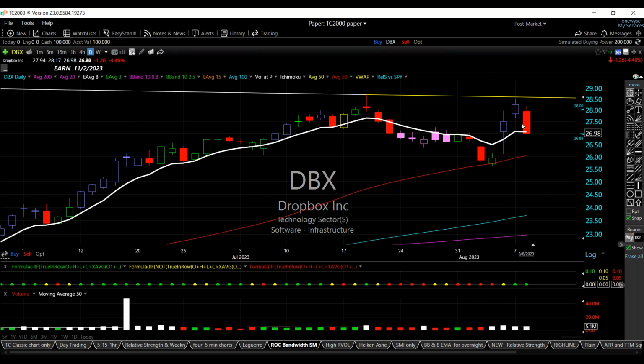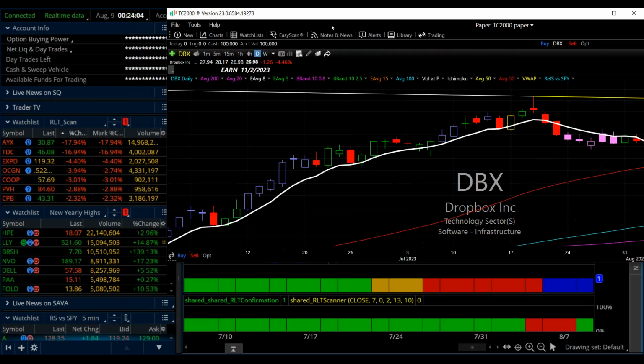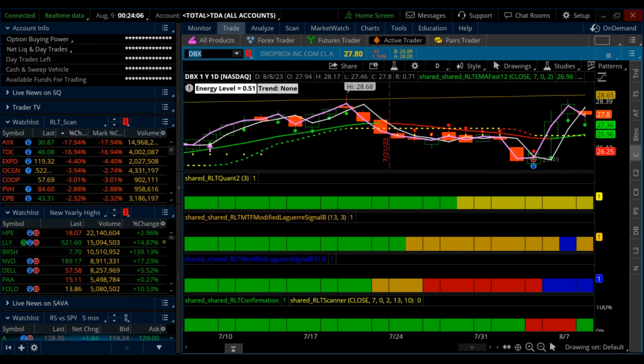And this is why the compass system is showing that we've got yellow on the current time frame, because there isn't any buying anymore. We got selling going on with DBX. So again, not a stock that you would want to trade long, and you wouldn't want to trade it short either.